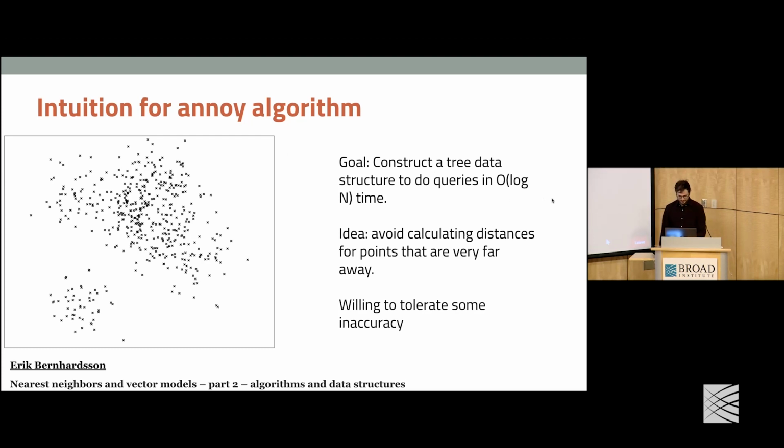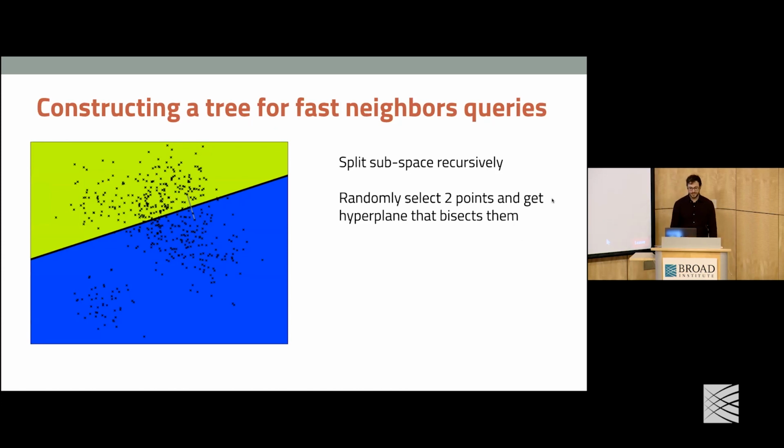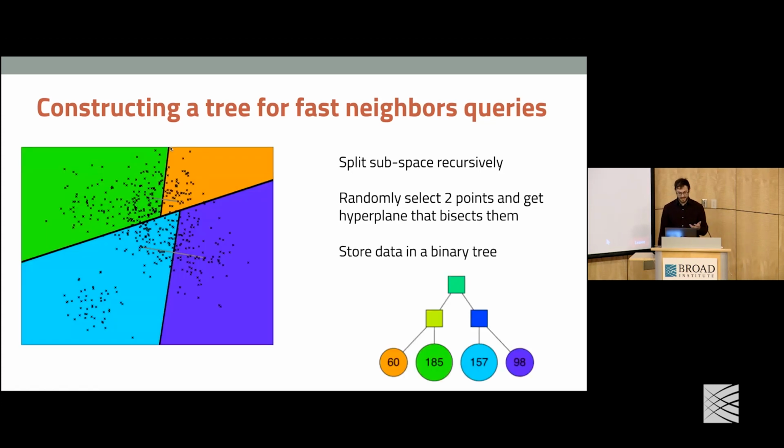So how does it do that? The idea is to split the space into subspaces recursively. So it randomly selects 2 points and finds the hyperplane that separates them. And now the data is split up into 2 halves. And it does that recursively. So now it splits the first half and the second half, and so you end up with 4 quadrants. And at each step, it's storing the number of points that are in each part of the tree. And so you end up with a binary tree like this.